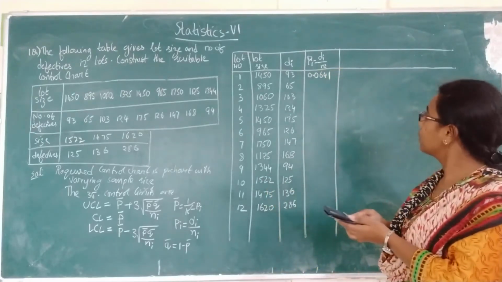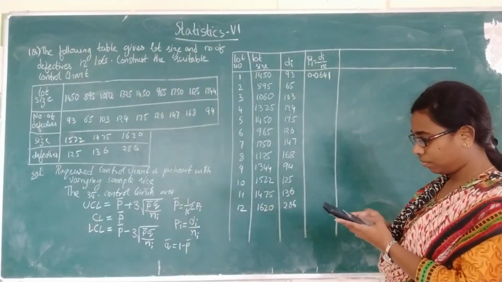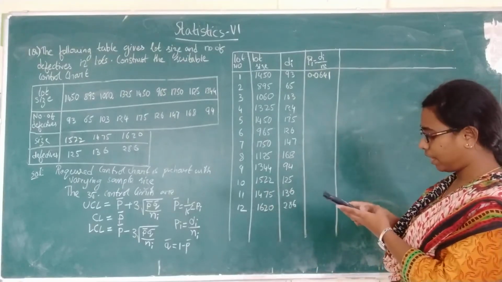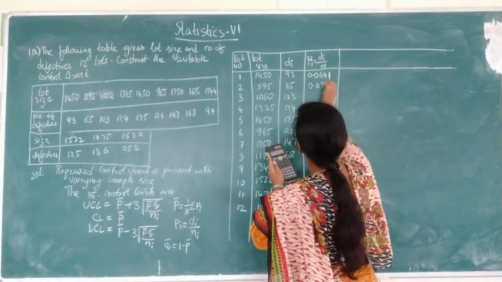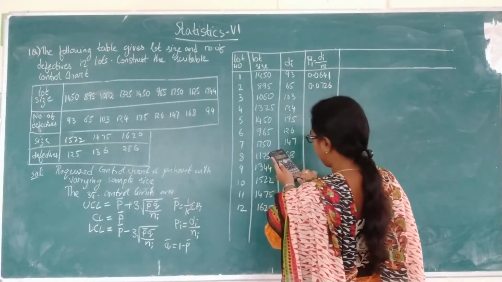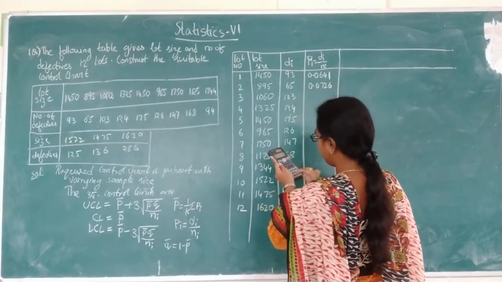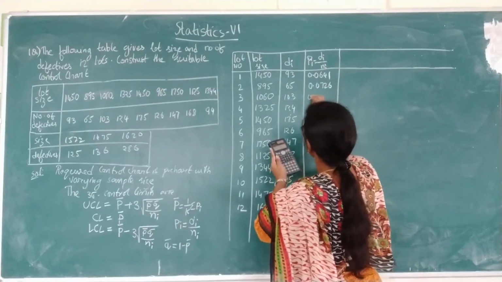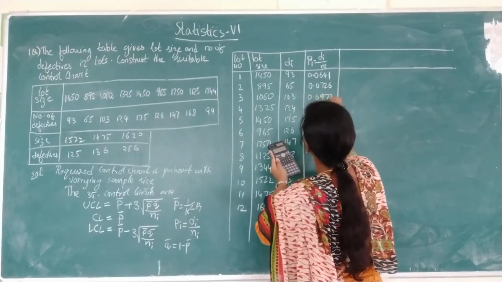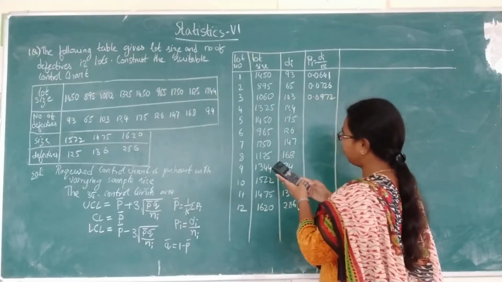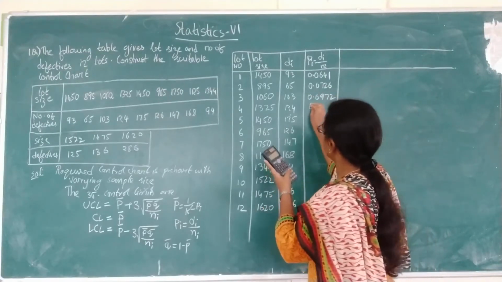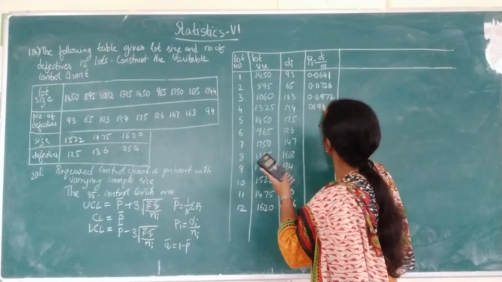So next is 65 divided by 895. 0.0726. Next, 103 divided by 1060. 0.0972. 124 divided by 1325. 0.0936.